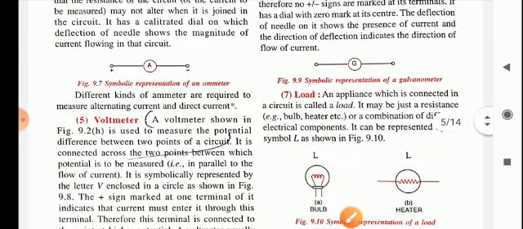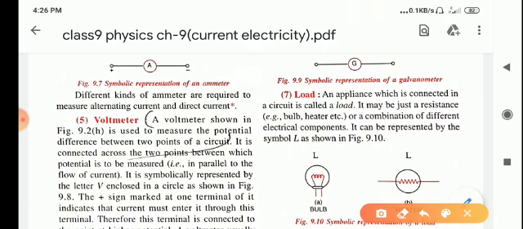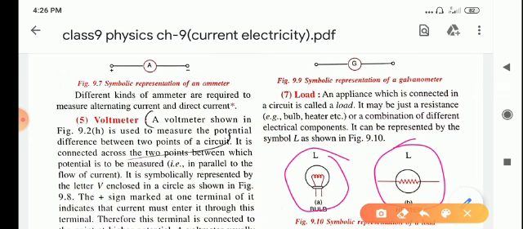7th point, load. An appliance which is connected in a circuit is called a load. It may be just a resistance, bulb, heater, etc., or a combination of different electrical components. It can be represented by the symbol L. It is the bulb and heater. It is the load. Any appliance which is connected in a circuit is called the load.